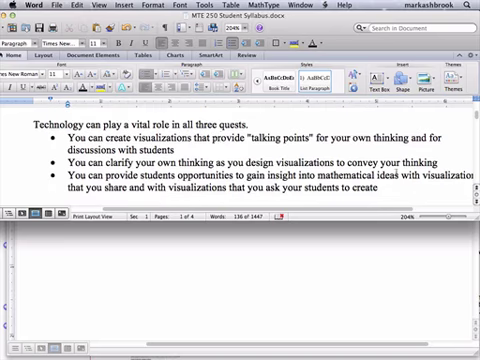Okay, technology can play a vital role in all three quests. First of all, you can create visualizations that provide talking points for your own thinking and for discussions with students. Okay, so we kind of mentioned that last time. So visualizations that you can build a whole discussion around. Okay, you can clarify your own thinking as you design visualizations to convey your thinking.